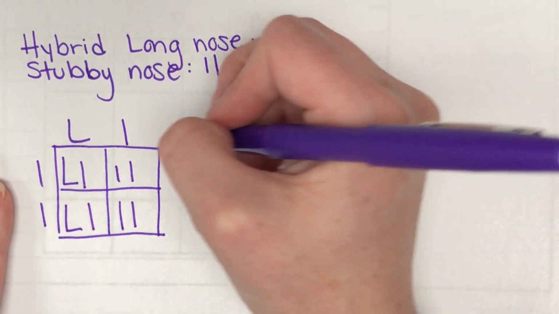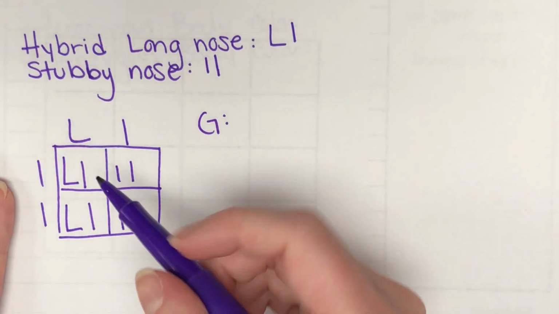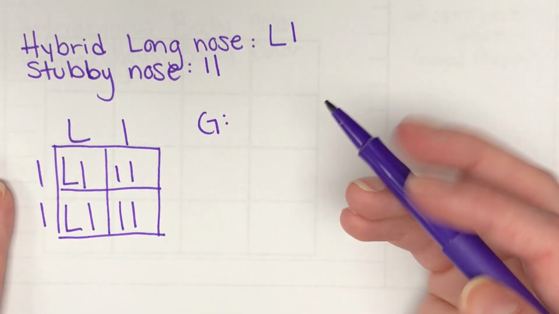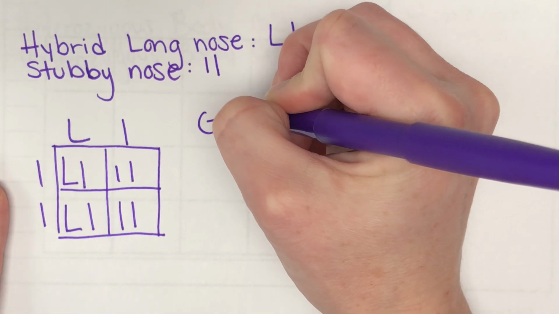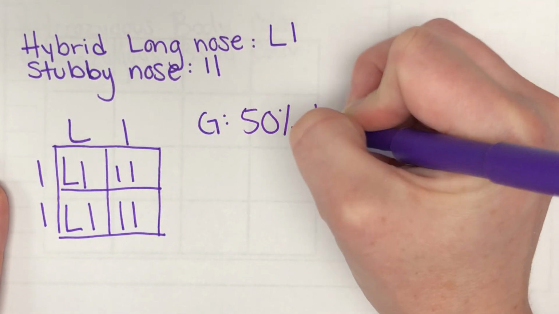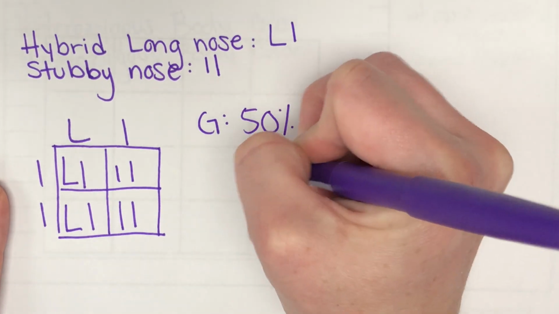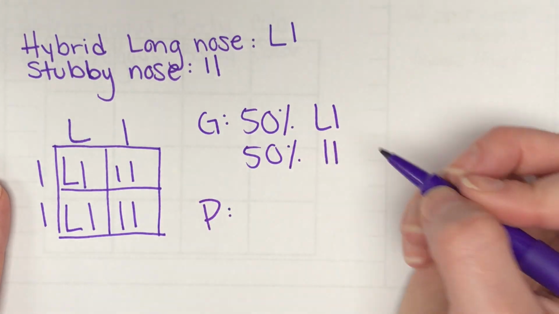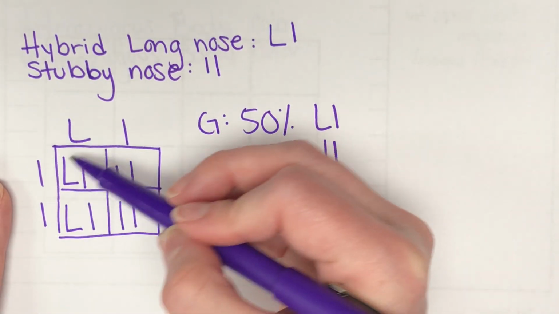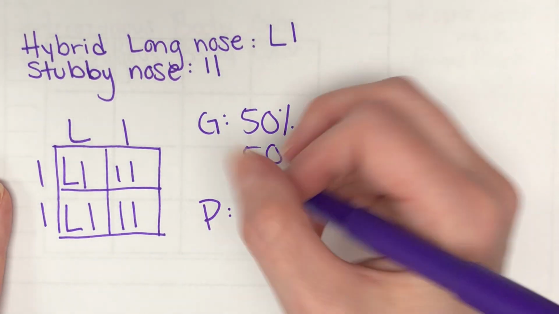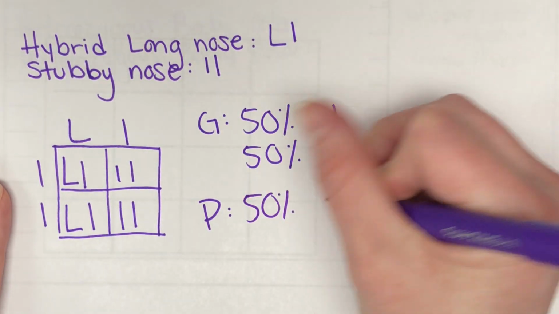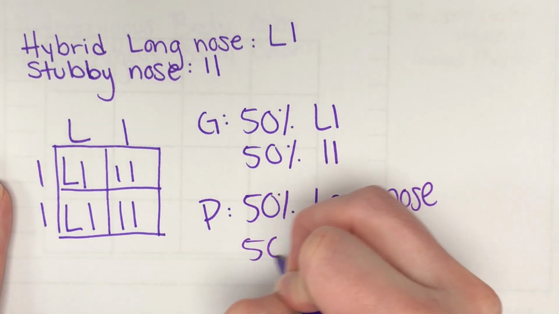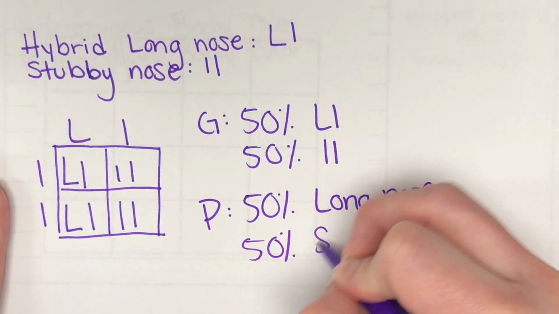Okay, so for my genotypes, I have 2 that are big L, little l, and I have 2 that are little l, little l. So 50% chance of getting a big L, little l, a 50% chance of getting a little l, little l. Our phenotypes, these 2 will be long nose, 50% chance of getting a long nose, and a 50% chance of getting a stubby nose.